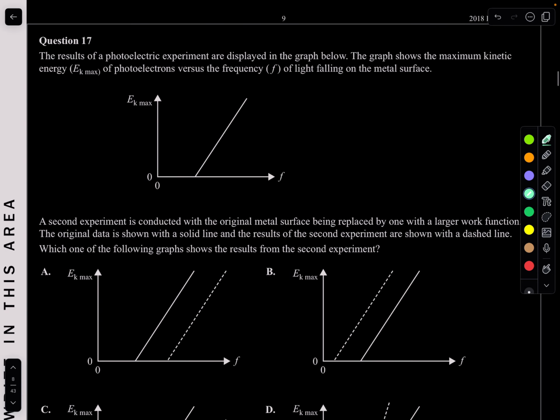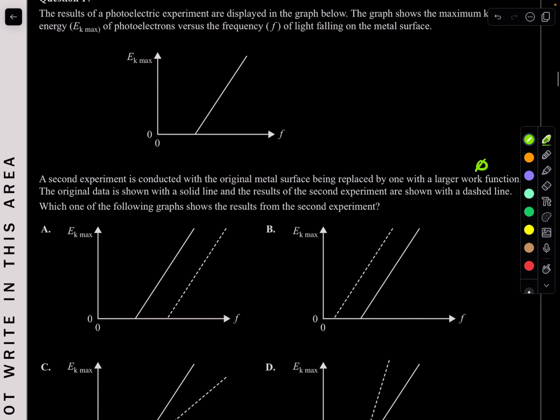17. The results of a photoelectric experiment are displayed in the graph below. The graph shows the maximum kinetic energy of the photoelectrons versus the frequency of light falling onto the metal surface. Okay. The second experiment is conducted with the original metal surface being replaced with one with a larger work function. So we have a larger work function. The original data is shown with a solid line, and the results of the second experiment are shown with a dashed line. Which of the following graphs shows the result for the second experiment?